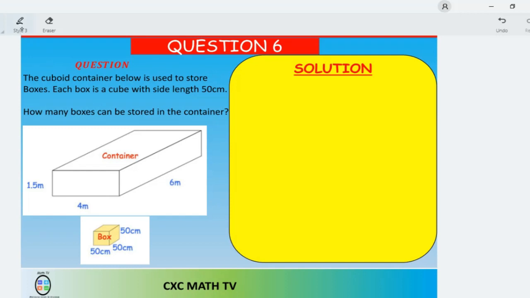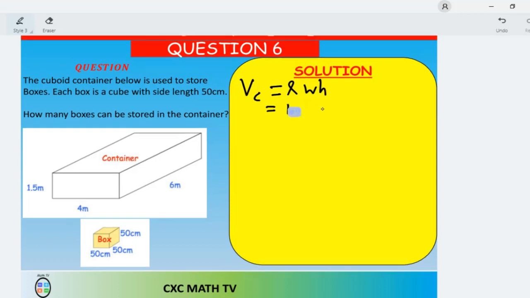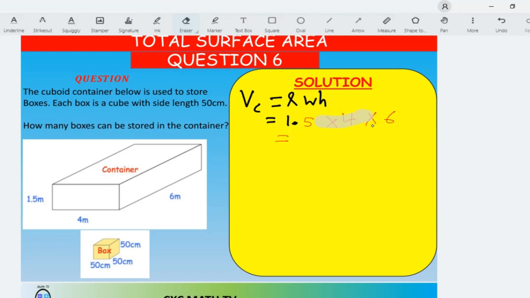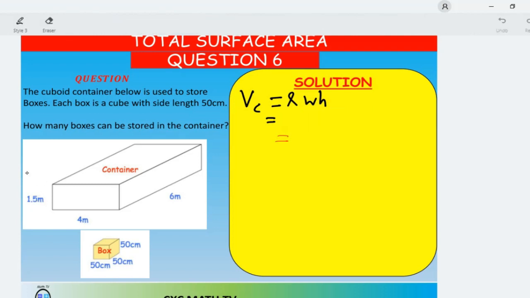Right, let's go through it now. So in doing this question, what do we know? We know the volume of the container is length times width times height. That is 1.5 times 4 times 6. Now, before I do that, scratch that. Before I even do that, I'm going to do something different. I know 1.5 meters is 150 centimeters. Why am I doing this? You're going to see soon enough.